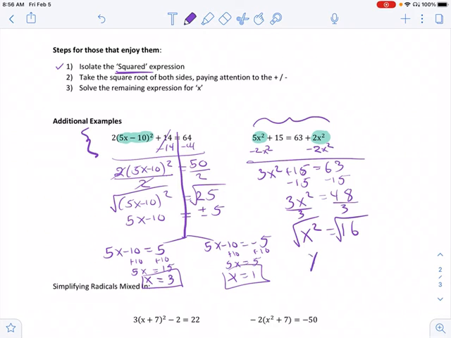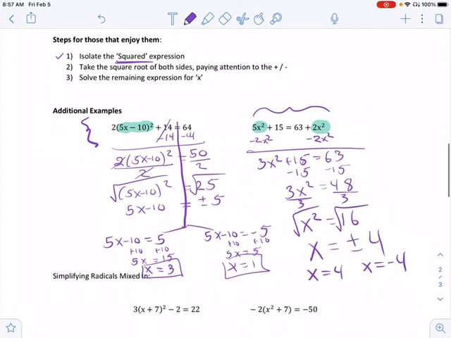isolated, I can take the square root of both sides, and I need to remember that I need plus or minus on my right-hand side. So this I'm completed with. I don't need to split this into two separate things really, because x is already by itself. If I wanted to be formal, you could say that means x equals 4 and x equals negative 4. Generally, we would just write that as x equals plus or minus 4.